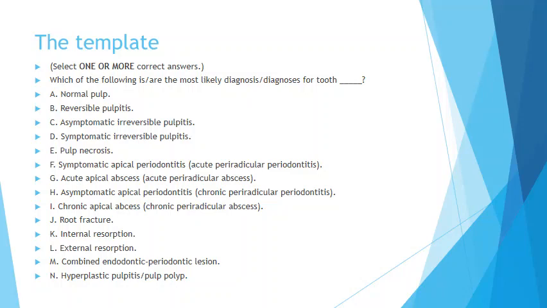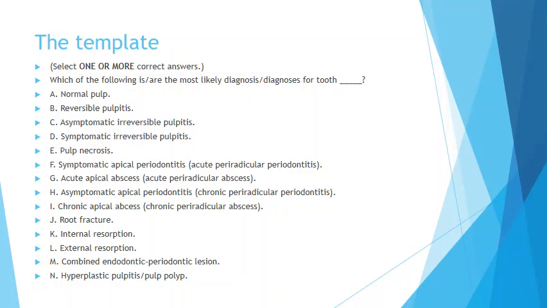Now it has listed almost all the options which are generally asked in the diagnosis question, which pertains to the pulp, whether it is normal, whether you have reversible pulpitis or irreversible pulpitis, irreversible pulpitis whether it is asymptomatic or symptomatic, and pulpal necrosis. These options from A to E pertain to the pulpal conditions.